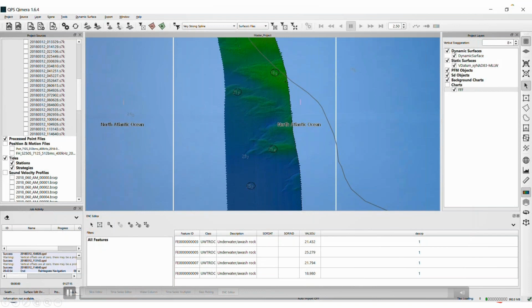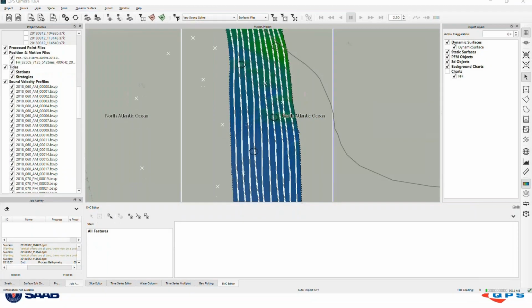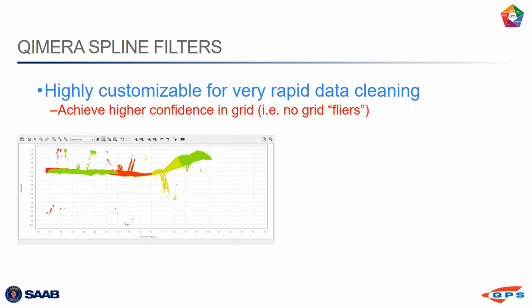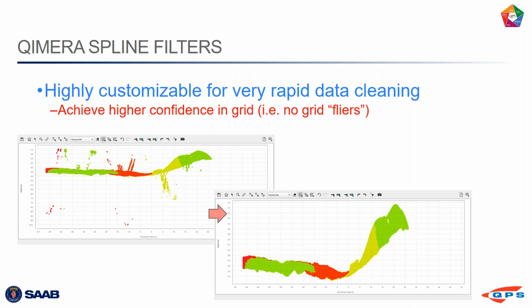Okay, and so now the next thing we're going to do is some point editing. But first, I'll tell you just a little bit about the spline filters. We've shown these before. Just want to emphasize that they're highly customizable for rapid data cleaning, and you can also get much higher confidence in your grid if you do the data cleaning, and have more confidence that there's no grid flyers. Stuff like this, generally that's 1 or 2 clicks. So it's just very fast.